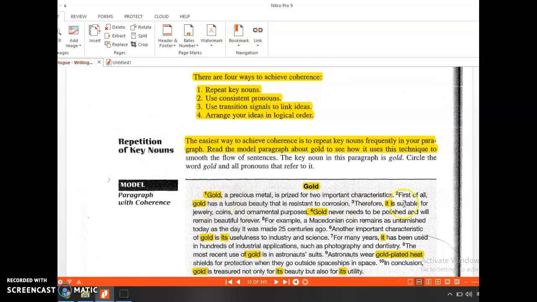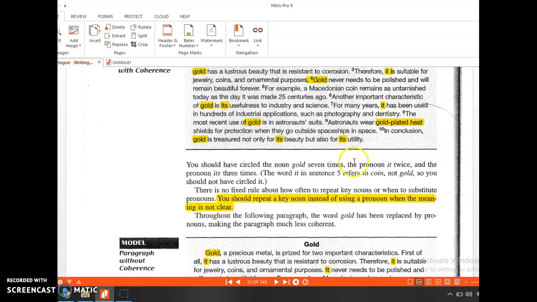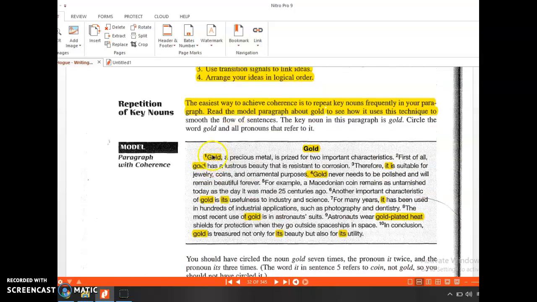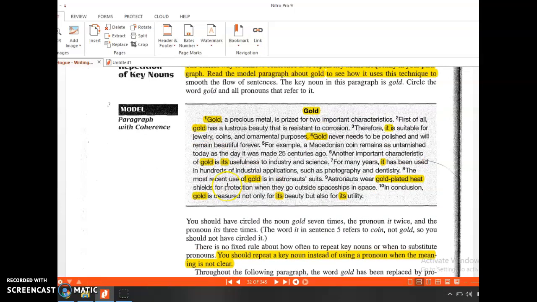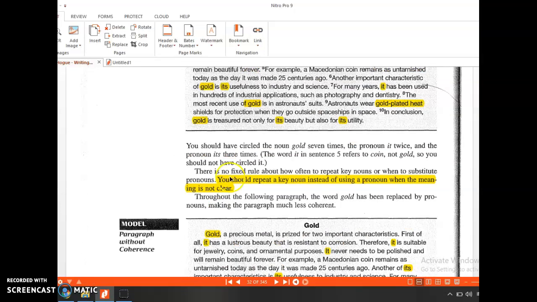"Therefore, it is suitable." It here refers to gold, which means you repeat the key noun. And then gold again, with it, gold, gold plated heat, gold, it. All of the words that I have highlighted refer to the same word. It repeats the key noun, which is gold here. So you should have circled the noun gold 7 times. There are 7 gold here, a pronoun for gold twice, and then it for gold 3 times.